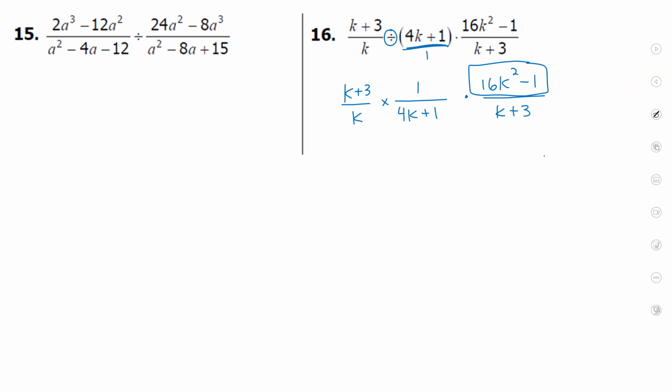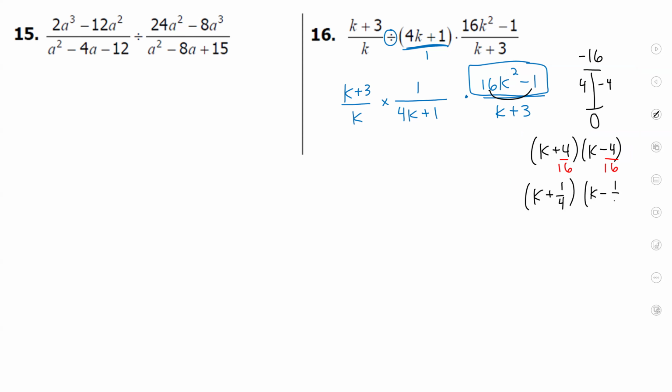So you always do 16 times -1 is -16. What's my b value? 0. So that'll be 4 and -4. So you'll have k plus 4, k minus 4. We multiplied by 16 in the beginning, so we have to divide by 16. This simplifies to 1/4. This simplifies to k minus 1/4. Bring the bottom to the front. So you'll get 4k plus 1 times 4k minus 1. Okay, those are two ways to factor these.